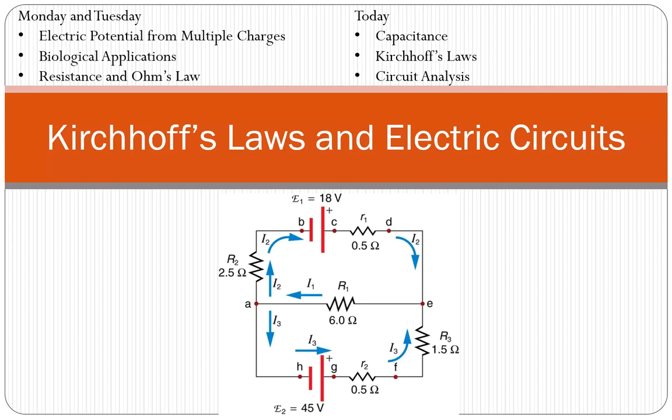Okay, review. First, while I'm reviewing, go to Woo Clap, because we're going to do Woo Clap for a whole bunch of things. On Monday and on Tuesday, we talked about electric potential for multiple charges. Then we talked about some biological things, mostly in the heart. And then in lab, we talked about resistance and Ohm's Law. Today, we're going to jump back to do capacitance. And then we're going to talk about Kirchhoff's laws and how we analyze circuits. And first, I want to ask you some review questions, hence the Woo Clap.